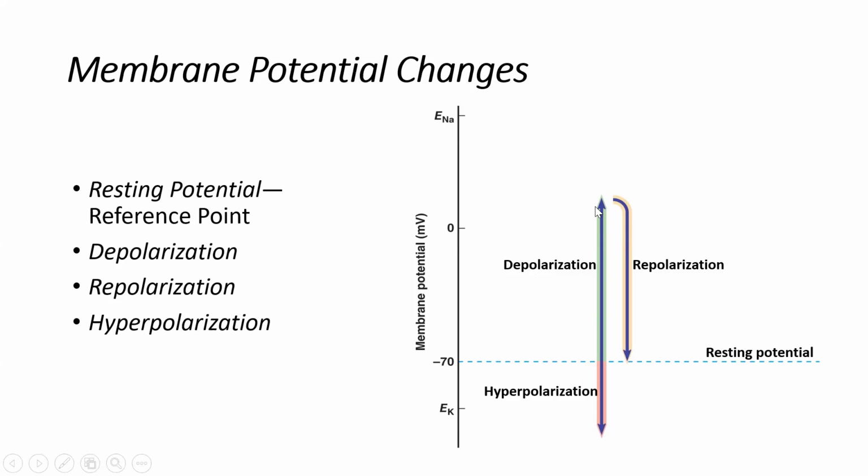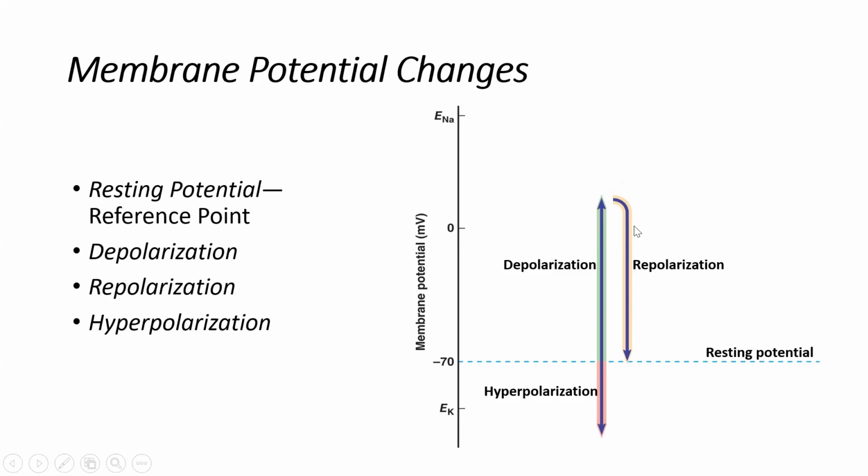Okay, and then we can also think about repolarizing events. Now, repolarizing events are downstrokes, but they're also moving toward our set point. And this is what differs in between a repolarizing event or repolarization and hyperpolarization.